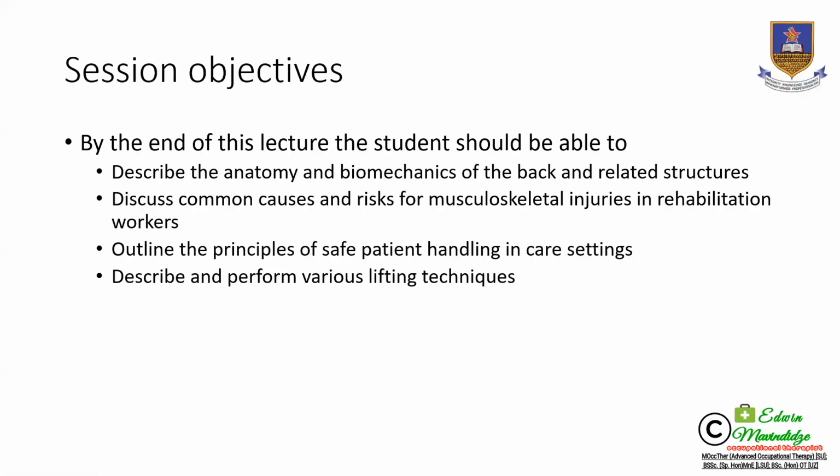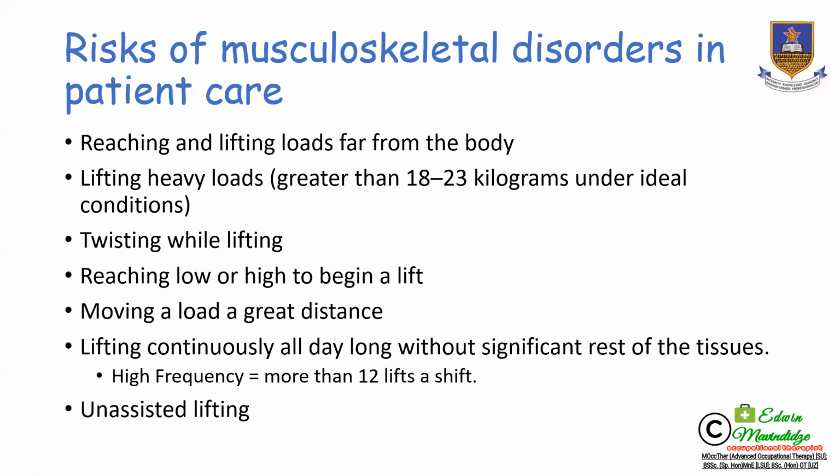So in this lecture, we intend to meet the following objectives. We intend to describe the basic anatomy and biomechanics of the back and related structures and how these may result in musculoskeletal injuries. We also intend to discuss some common causes and risks of musculoskeletal injuries among rehabilitation workers, as well as outline the principles of safe patient handling within the care setting. And then we're going to describe a couple of lifting techniques that one can use for lifting patients, as well as some of the equipment that we utilize within our rehabilitation spaces. So let's dig into it.